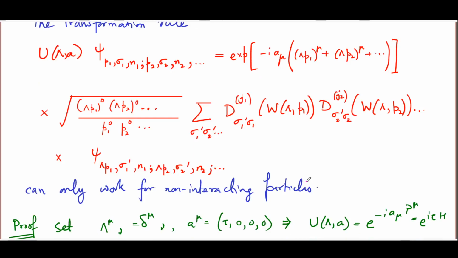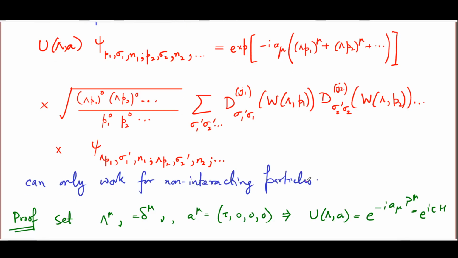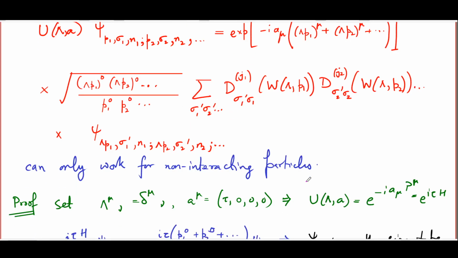This particular transformation law can only work for non-interacting particles, and to see this, the simplest way would be to essentially talk about a very simple kind of Poincare transformation. In fact, a time translation. That is, a transformation where Lambda^μ_ν, the elements of the Lorentz transformation matrix, is just δ^μ_ν, which means that the Lorentz transformation is an identity transformation, and a^μ is simply (τ, 0, 0, 0). So you're just doing a time translation and nothing else. The corresponding U(Λ, a) is simply the operator e^(-i a_μ P^μ).